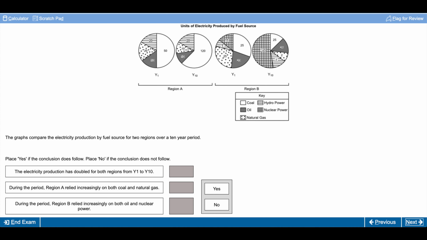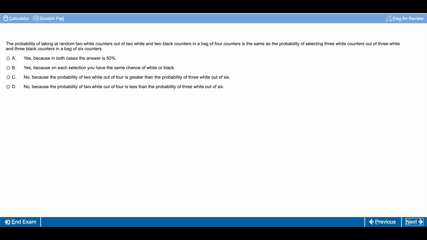There are data analysis questions. For these, make sure you pay very close attention to the units. There are Venn and Euler diagram questions. And finally, basic probability questions feature in DM.